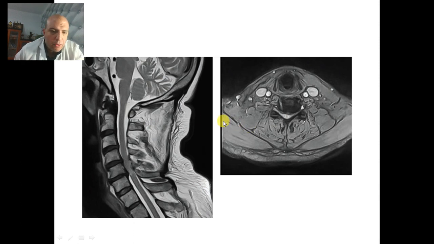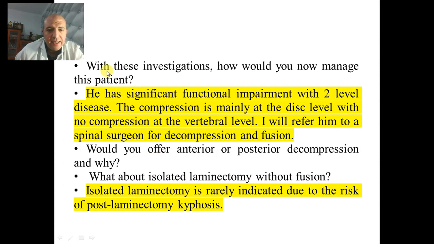This is the MRI. As you see, CSF is whitish relative to the spinal cord, so it is mostly T2. There is the C3-4, C4-5, C5-6 disc with some signal changes. This is the axial. If he has these findings on this investigation, how would you manage this patient?